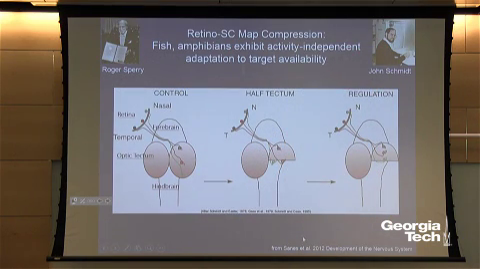In particular, the model that I'm going to talk about was coming out of work really done by Roger Sperry. You may remember him as the split brain patient guy. He won the Nobel Prize for that work.